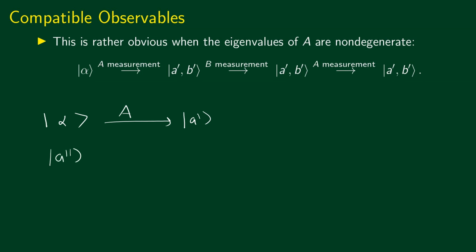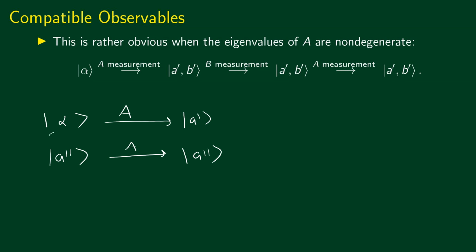Now there are states that do not change. Suppose I start with an eigenket, say A double prime, and I measure A. There's no change in the state; I get the same state. In this case, the measured value will be the corresponding eigenvalue, let's say A double prime here. So if I start with an eigenket of observable A, then the state does not change if I measure A.